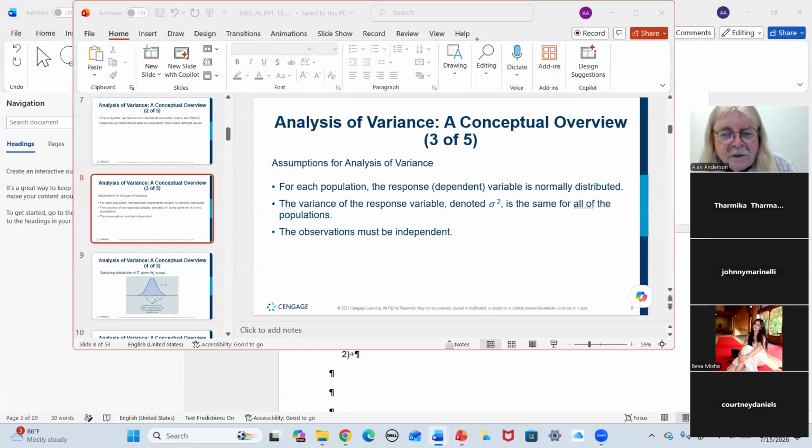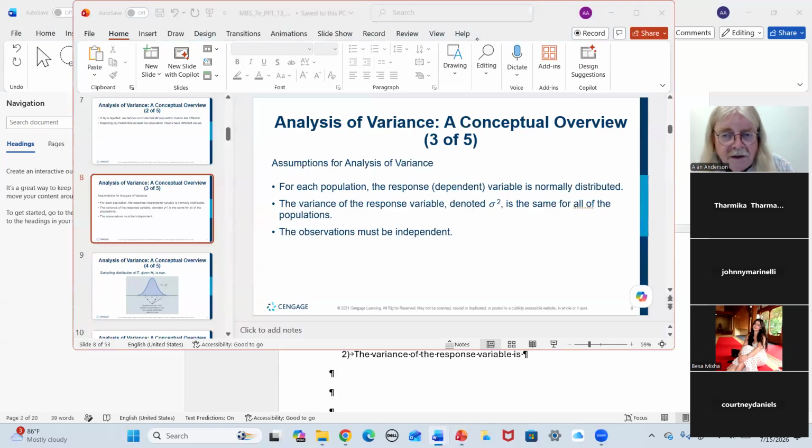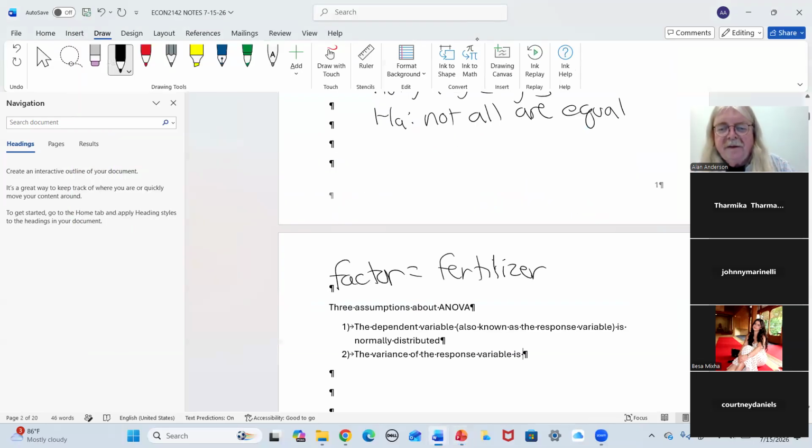Number two, the variance of the response variable is the same, is equal for all the populations in our study.